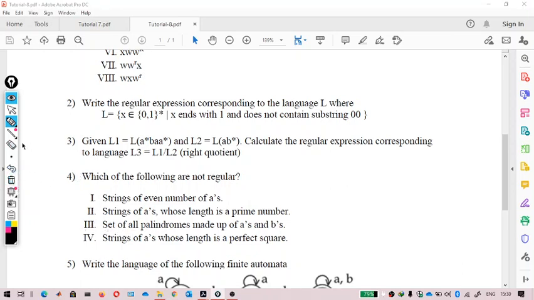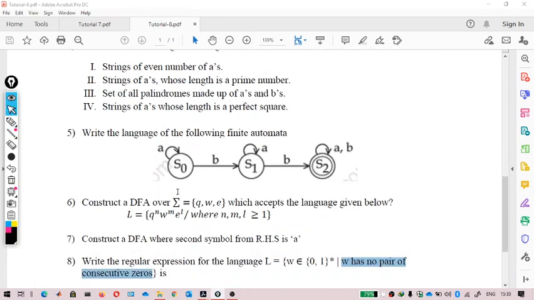Set of all palindromes. Okay, now the next question is again a fairly straightforward question, the fifth question. You can see the language of the following finite automata. I think all of you can easily tell me about this. If you're seeing, only two B's are there, two B's are there that are permanent, and any number of A's and any number of B's can come after that. So it is just saying the regular expression that can be written like this.